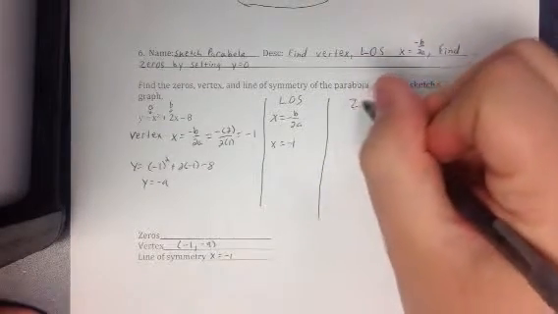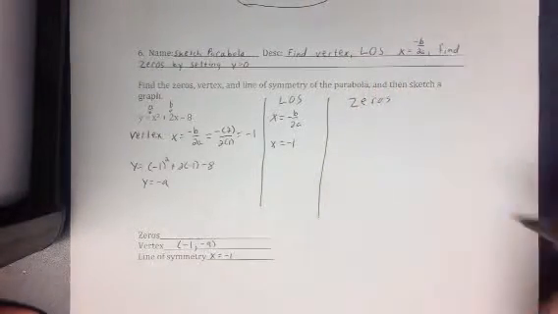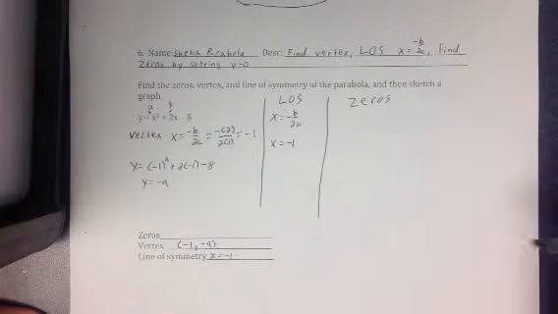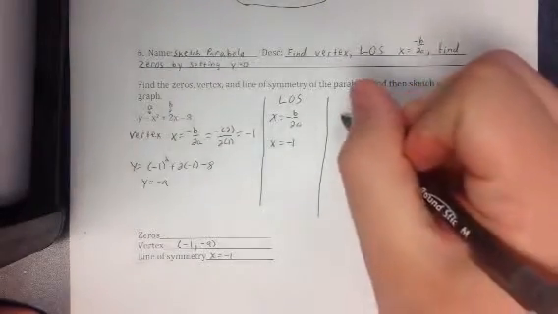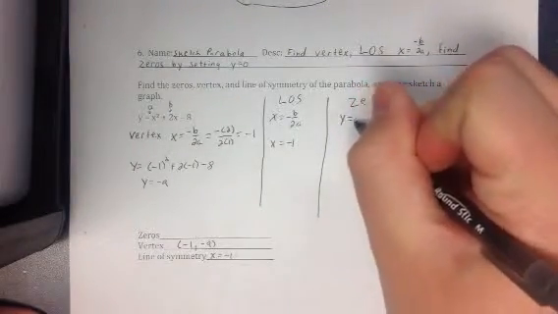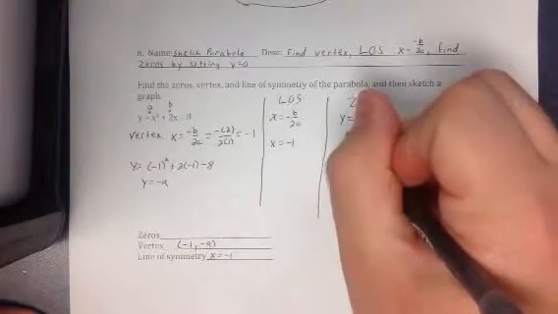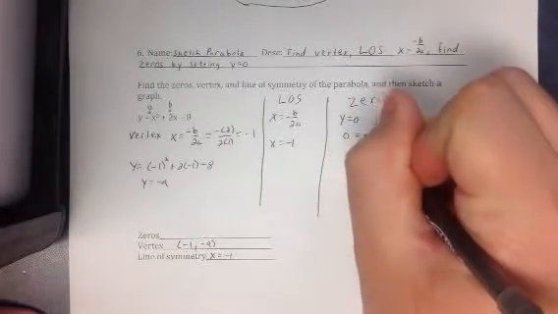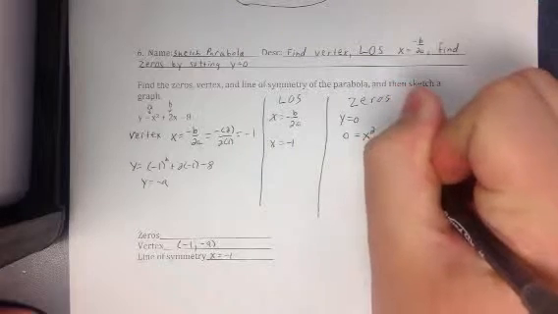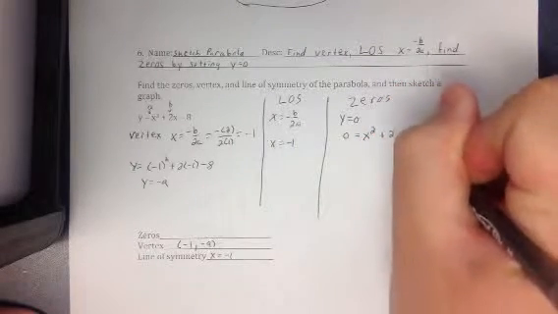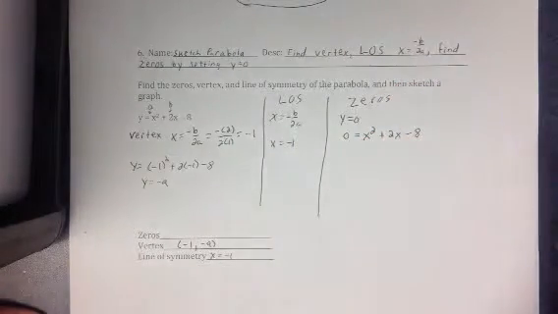Now to find the zeros, and again, 0 is just another term for x-intercepts. Sometimes we call it roots, but it's all x-intercepts. We're going to let y equal 0, so we go back to our original equation, and I'm going to substitute 0 for y, so I get 0 equals x squared plus 2x minus 8.